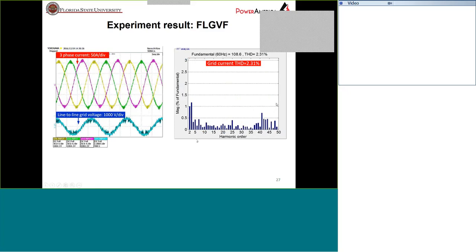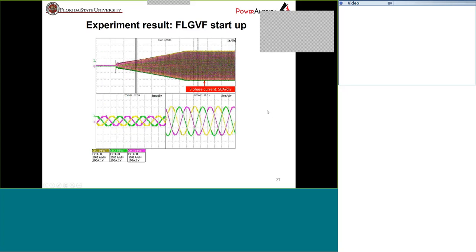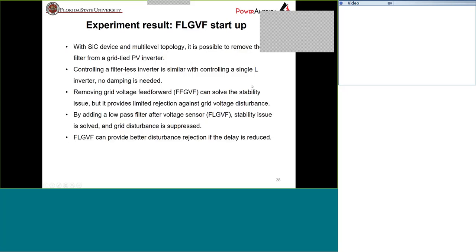I'm not quite satisfied with the high frequency ones, because in our case, with some EMI noise coupled into the control circuit, we actually have to add more digital EMI noise filters in the controller, so that caused some delays. That affects our performance at a higher frequency. And here is a startup waveform with FFGVF. It has a smooth startup.